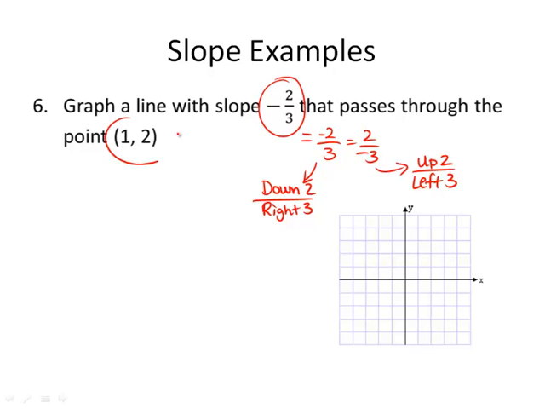And we know that it's passing through the point 1, 2. So let's check that out. 1, 2 starts here. Now let's follow our directions of the slope. The slope is telling us down 2, right 3, or up 2, left 3. Notice it's all on the same line. So this method is going to soon make it easier for us to graph linear equations.